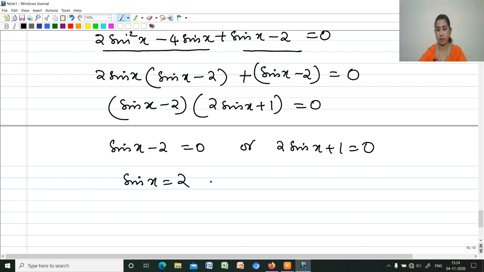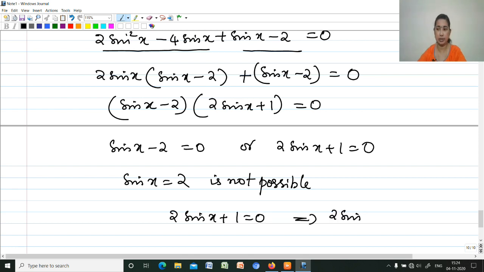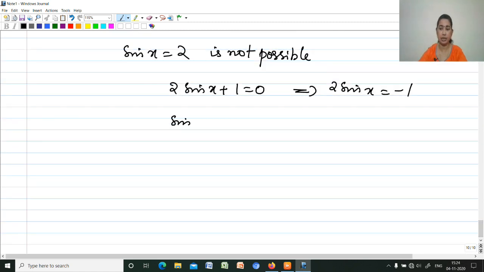From here what we are getting, sin x equal to 2. Is it possible? It is not possible, because the value of sin x will go up to 1 only. So sin x equal to 2 is not possible. So only possibility is 2 sin x plus 1 is equal to 0. That means 2 sin x equal to minus 1 or sin x equal to minus 1 by 2, or you can write sin x equal to minus sin 30, 1 by 2. Sin 30 means pi by 6.